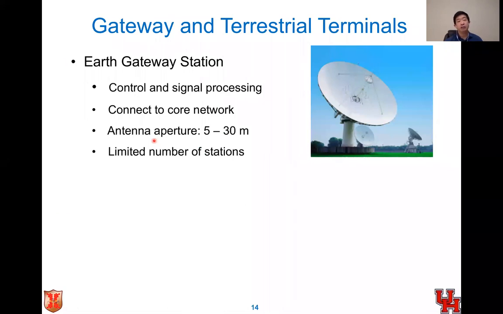And then for the ground station, you will have this Earth gateway, which handles control and signal processing. Also, the major information is collected here and passed to the core internet below. The diameter is 5 to 13 meters. Also, they only have very limited stations because it's very expensive. Moreover, downlink is fine. For uplink, the power is so strong.